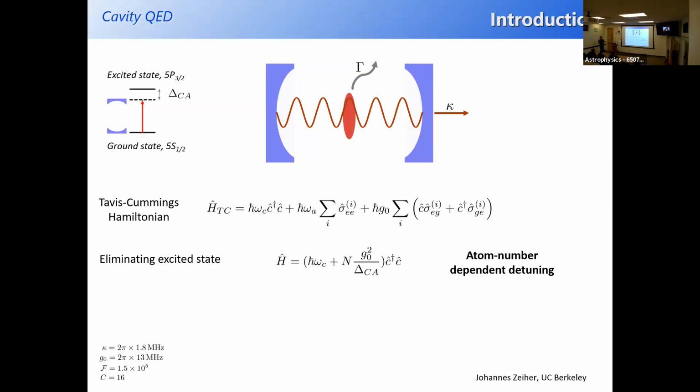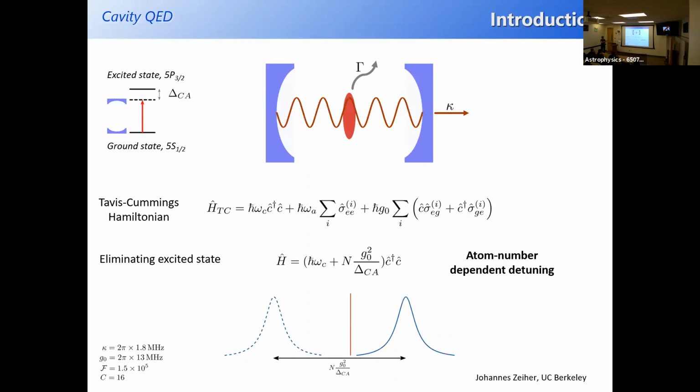So that's the main idea of our scheme. We want to measure this atom-number-dependent shift of the cavity resonance in order to use that non-destructively, and then use that information to prepare a certain atom number. The way this works is that the cavity resonance is shifted due to this n times t squared over that.